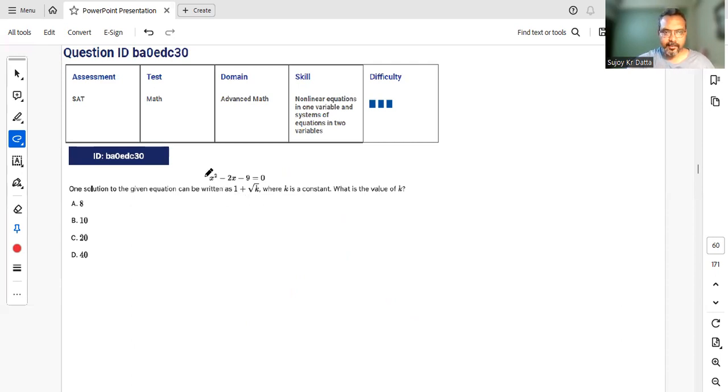Next. So we have this. They are saying one of the solutions is 1 plus root k. What is the value of k? You can just use the roots formula and figure out how much it is. So x would be minus b, so minus of negative 2, plus or minus root of b squared, which is 4, minus 4ac, over 2a.